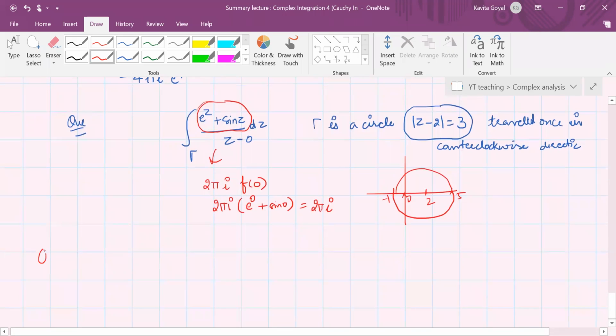One last. So you have the integral along gamma of z square e raised power z upon 2z plus iota dz, where this gamma is a circle, mod z is equal to 1, traveled once in clockwise direction.